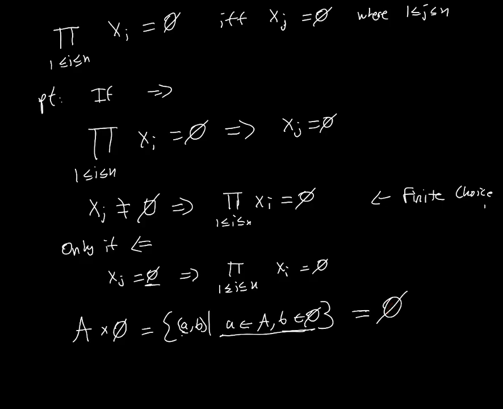And likewise, if we have n of these, it's the same thing, right? We find that term where it says x_i is equal to the empty set. Because this is always false, we can never have a set like that. All right, let's move on to cardinality.